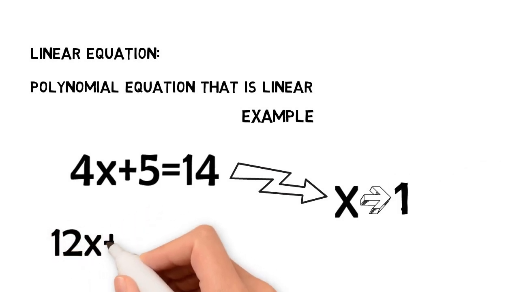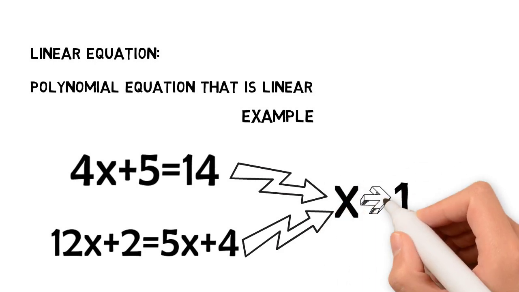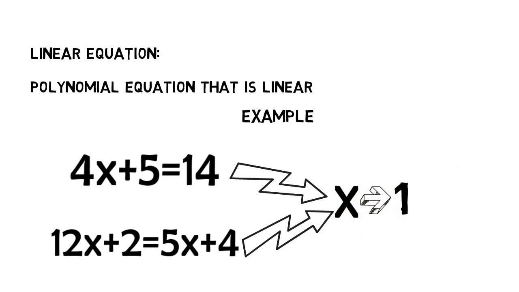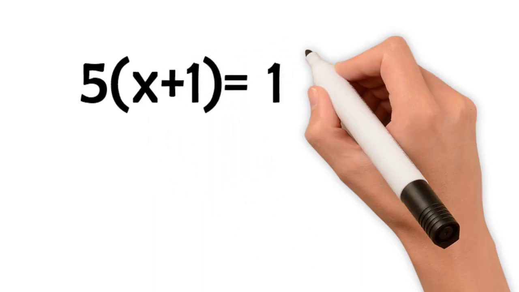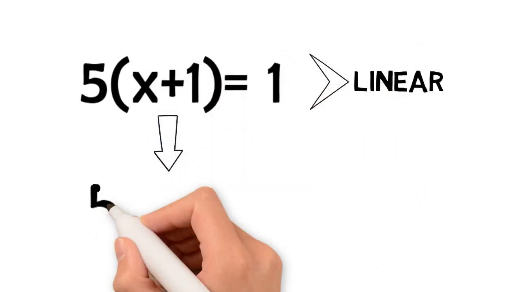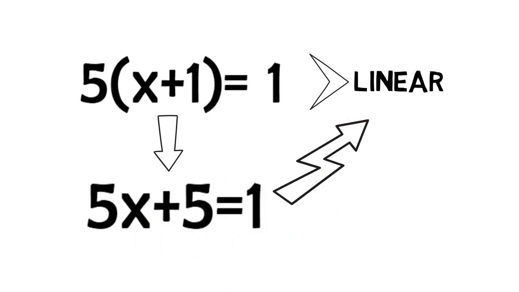The equation 12x plus 2 equals 5x plus 4 is also linear, because the highest power of x is 1. The equation 5 times x plus 1 equals 1 is linear also, because when we open the parentheses, we get 5x plus 5 equals 1, which is a linear equation.